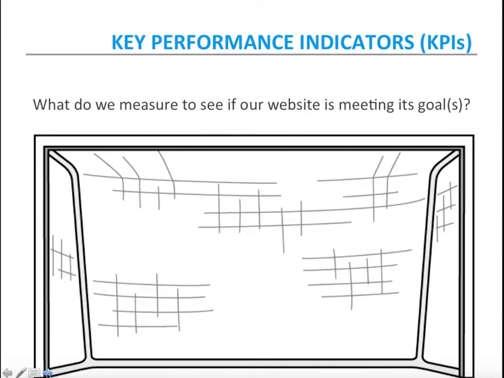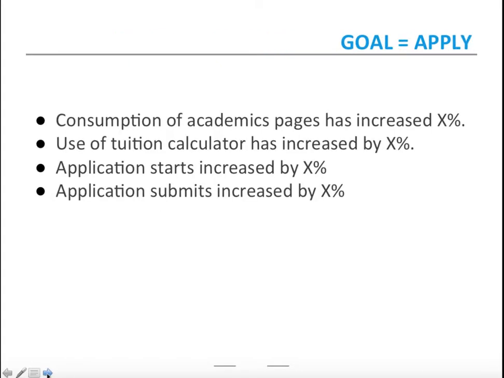So when we're talking about key performance indicators, what do we measure to see if our website is actually meeting its goal? Let's talk about a specific example. Let's say our goal is to apply.